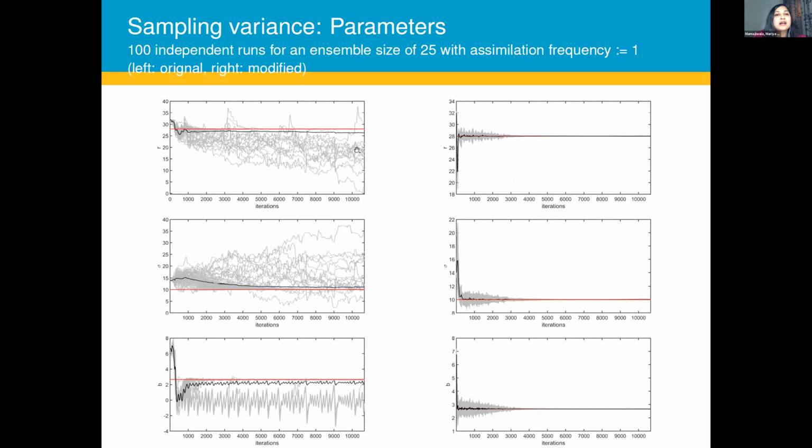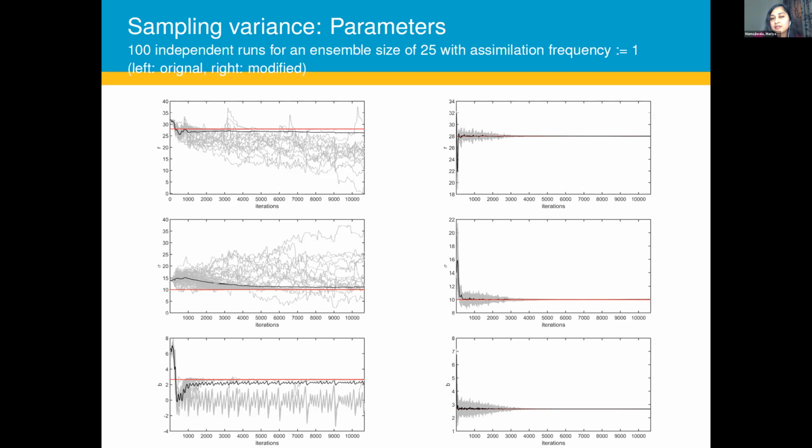Right. So now we have some sampling variance plots for the parameters. It's the same problem as before, but we now have an ensemble size of 25. And we performed 100 independent runs with each of the methods, the original and the modified parameter dynamics. In each of these plots, the gray plots are the independent runs. Black is the mean of those independent runs, and the red is the true parameter value.